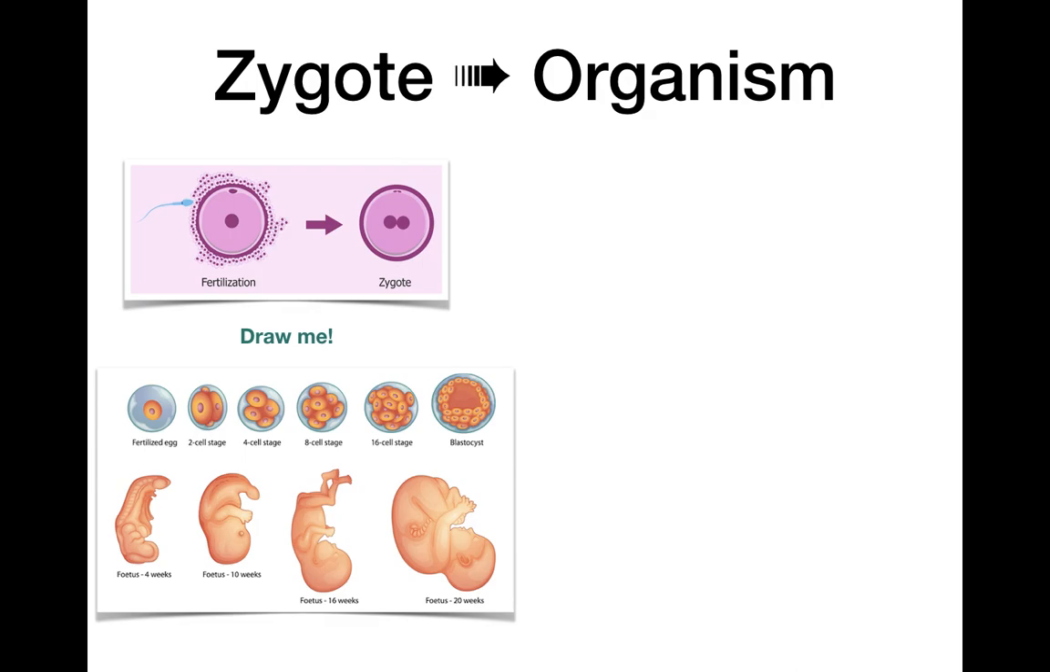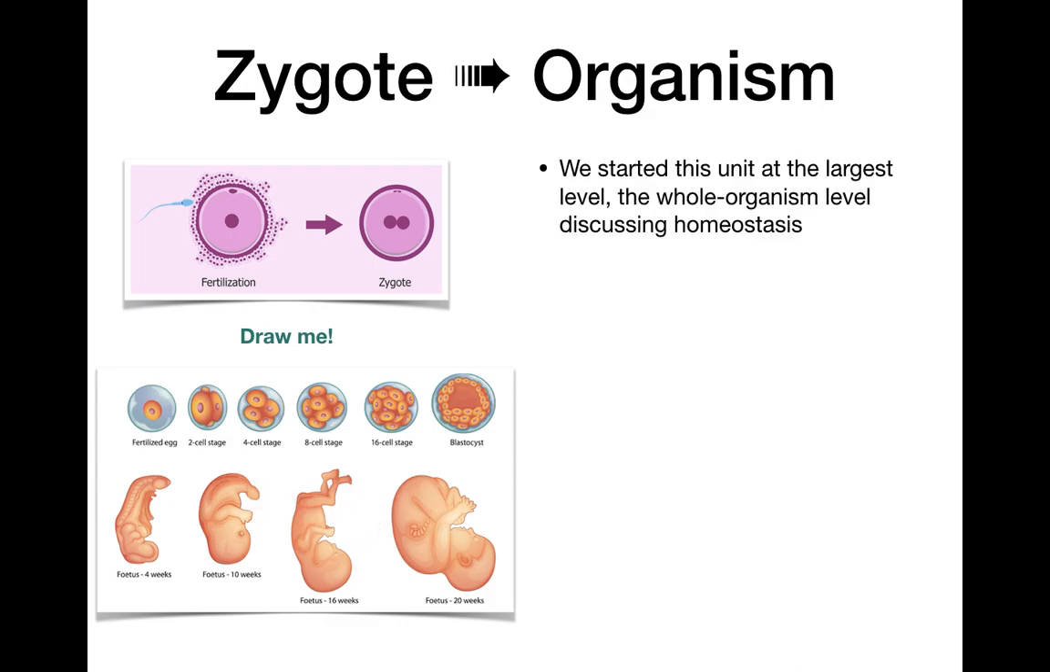Okay, so this is your drawing. You need to draw both of these into your notes. Okay, so both the fertilization to a zygote and then the zygote to fertilized egg all the way through to a fetus. Don't worry about it being really beautiful, just kind of show the different stages, please.